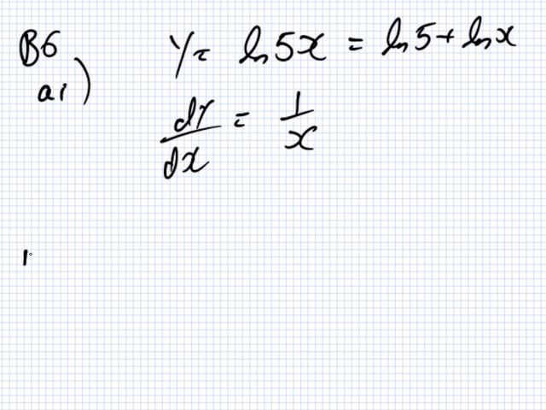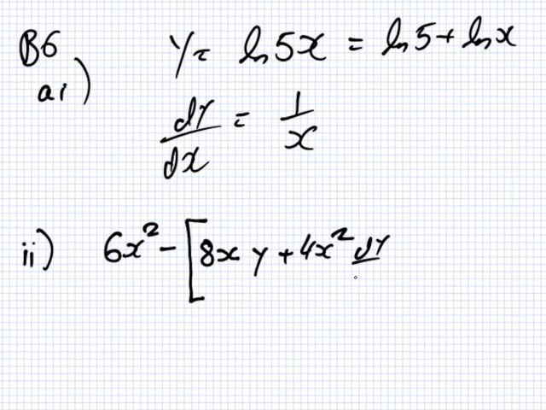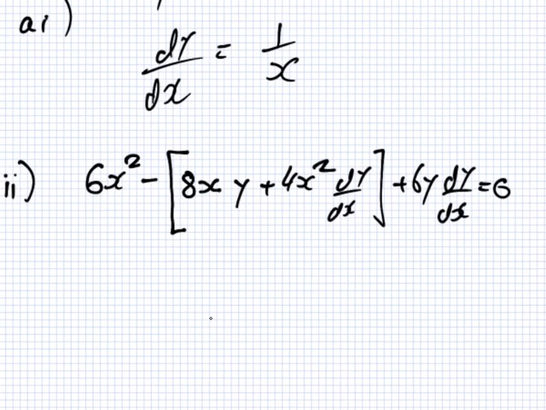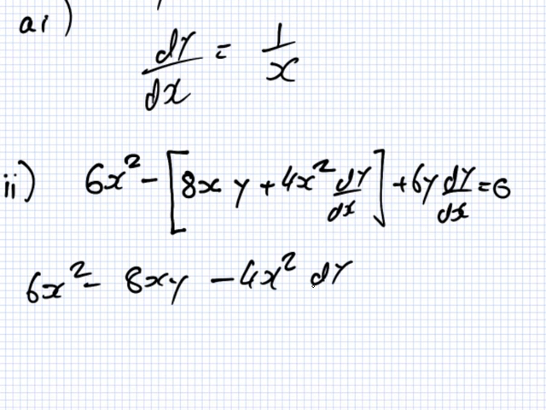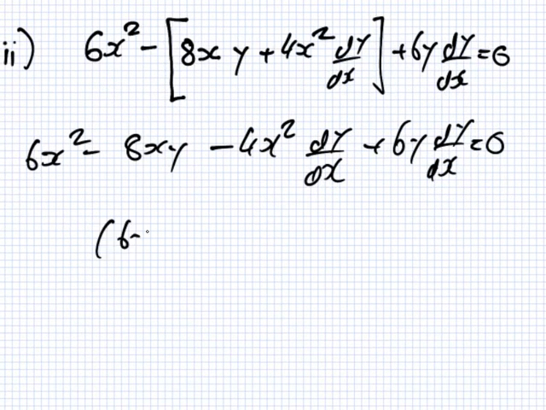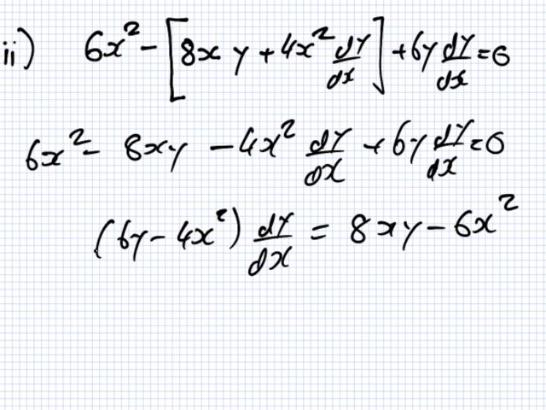Right, next one is implicit derivative. So we have 6x squared minus, and now we have a product rule, 8xy plus 4x squared dy dx plus 6y dy dx equals 0. It's just an implicit. 6x squared minus 8xy minus 4x squared dy dx plus 6y dy dx equals 0. 6y minus 4x squared dy dx equals 8xy minus 6x squared. So I have my derivative.